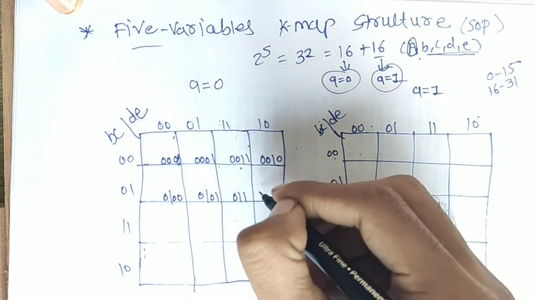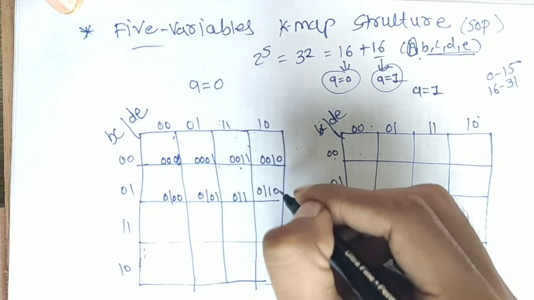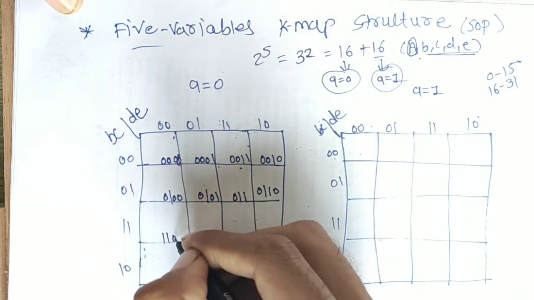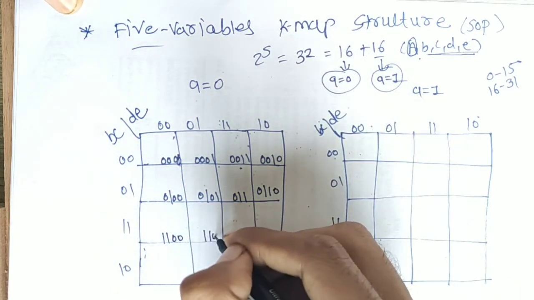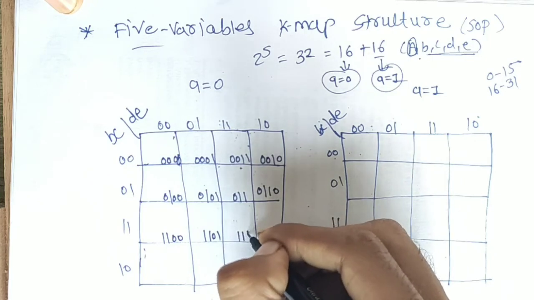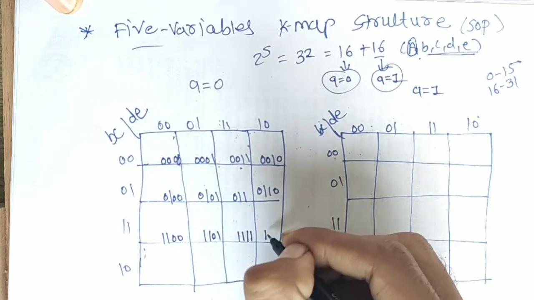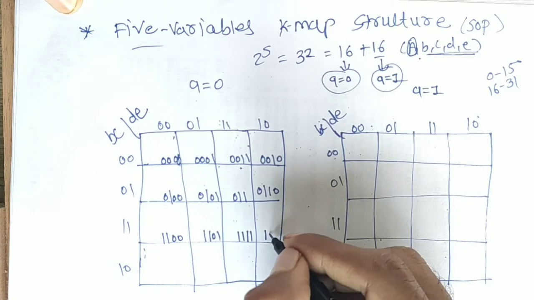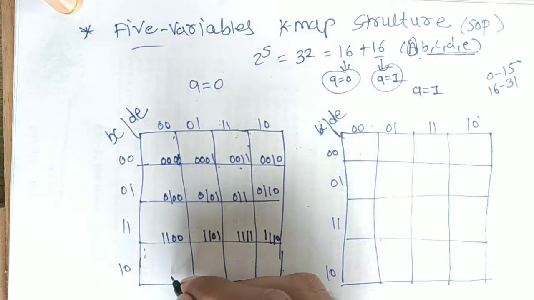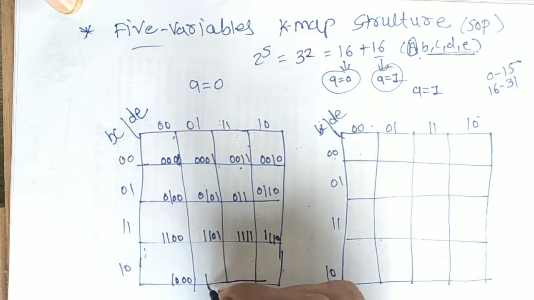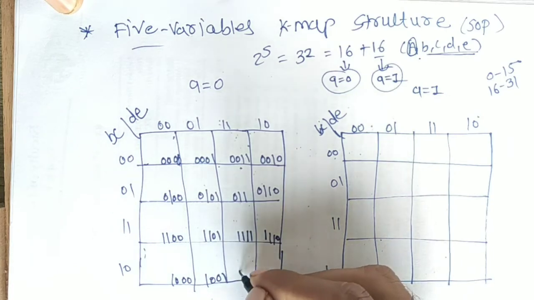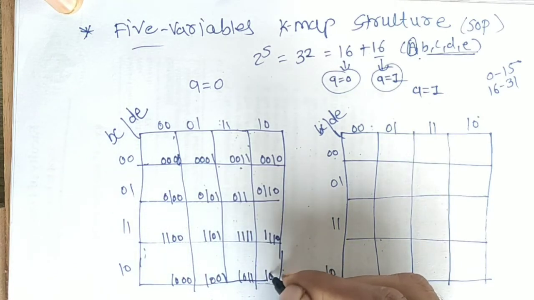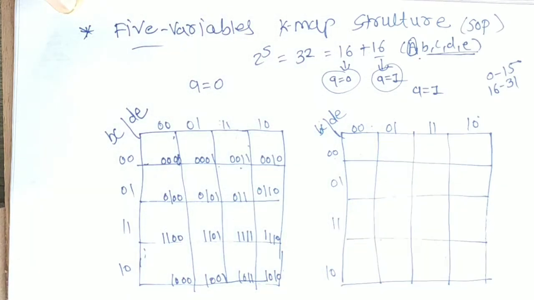0, 1, 1, 0, 1, 1, 0. Here is the address 1, 1, 0, 0, 1, 1, 0, 1. 4 times 1. 1, 1, 0. This is the 1, 0, 0, 1, 0, 0, 1, 1, 0, 1, 1, 1, 0, 1, 0. Right?